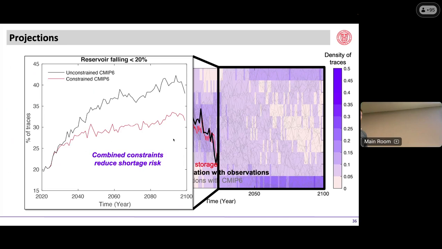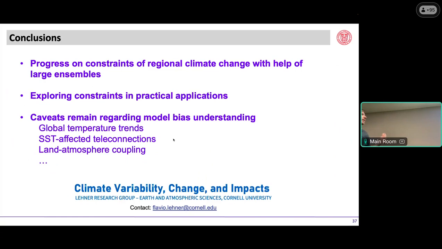But that's a pathway, I think, that the applied community is already going down. So all the work we do here, trying to connect it to them, so they use the latest tools as well as are aware of our concerns, is important. Okay, I'll leave it at that. I think those are the main points. There's progress on constraining regional climate change, but also huge caveats. And it starts all the way at global temperature and goes all the way down. So thank you.